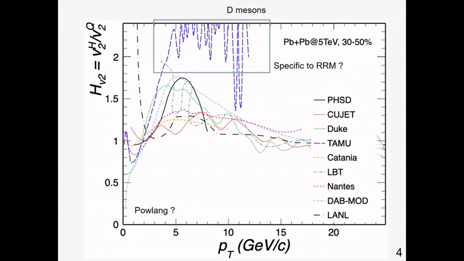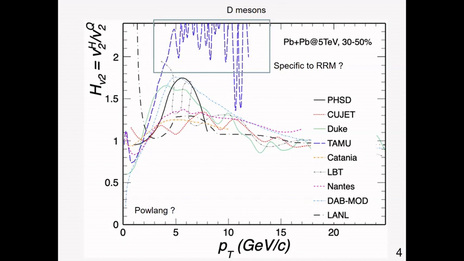Wait a second. I'm a bit lost, because what you say is that the fact that you consider the decays should give you larger V2. I thought that usually the decays are kind of washing away these correlations.